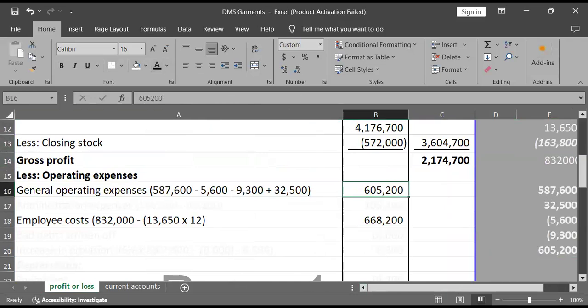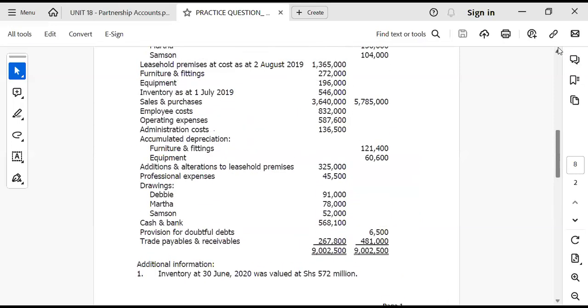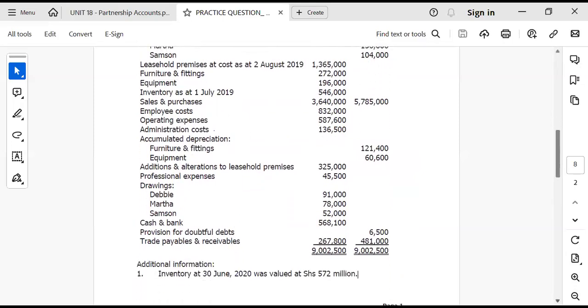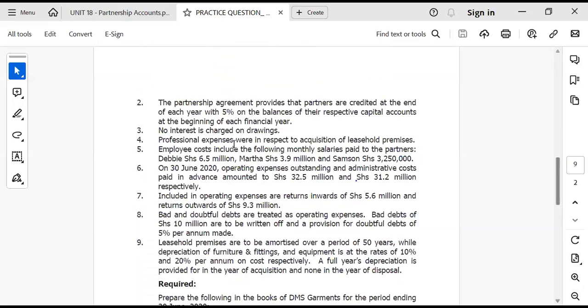Next on our TB, and when I say TB, I mean the trial balance, we have administration costs. Let's see if there is any note that is going to affect our administration cost of 136,500. Professional expenses. Yeah, we had something to do with administration costs. So same thing, I'm going to do my note.